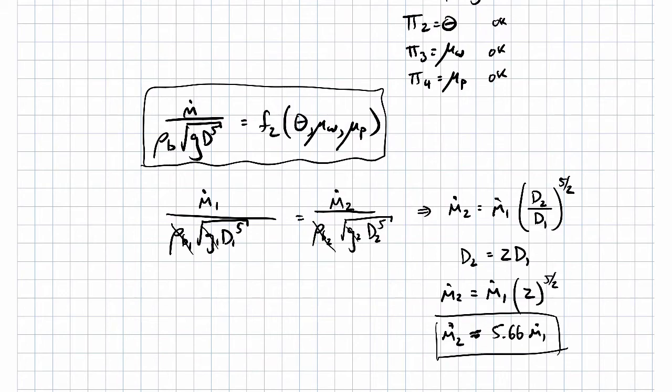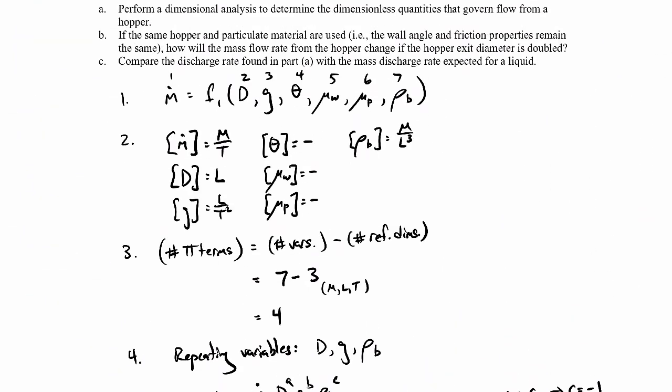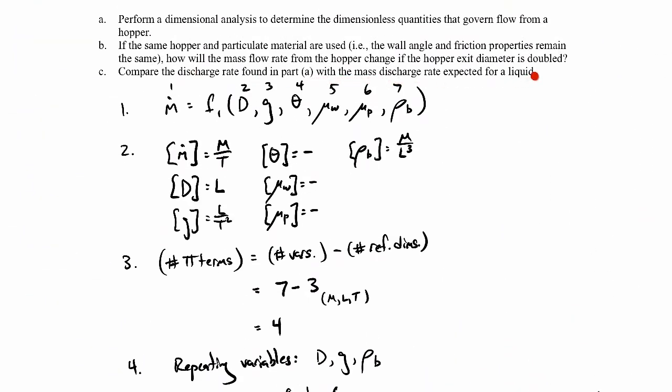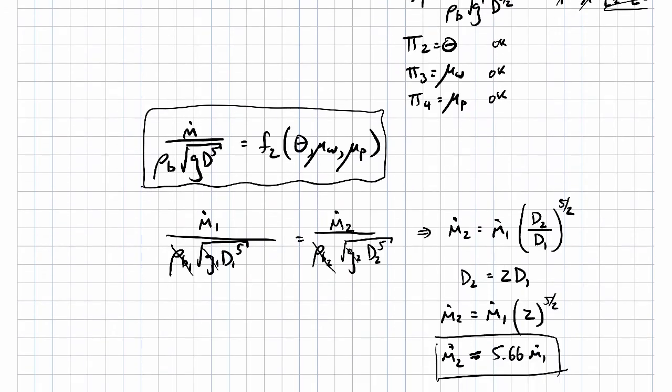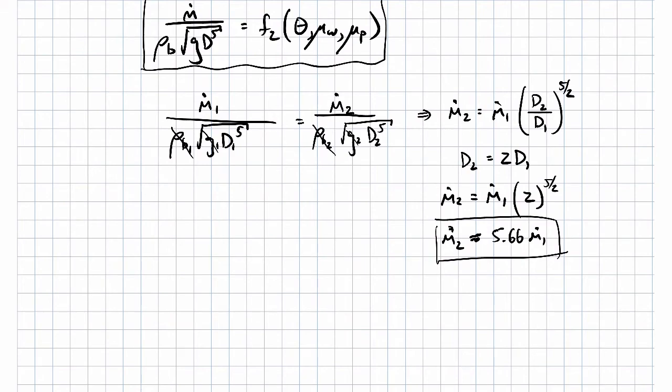All right, the very last part of this problem, let's go back up to the problem statement, is to compare the discharge rate found in part A with the mass discharge rate expected for a liquid. So for a liquid, we know the height does make a difference. Let me draw this picture. For a liquid, the height makes a difference. Here's the diameter of the exit.